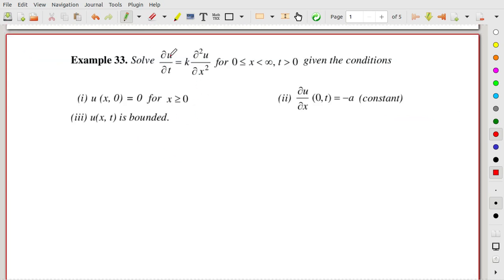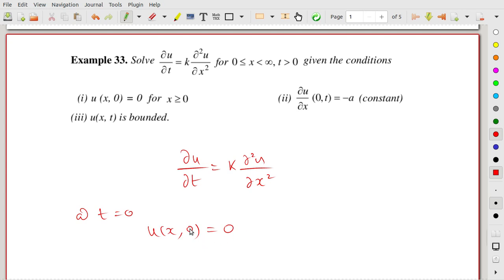Okay, here also we have to find u. So the given differential equation is dou u by dou t equals to k times dou square u by dou x square. Okay, and they have provided some conditions. So the first condition is, at t equals to 0, u of x comma 0 is equals to 0. The value of u at x comma 0 is 0.